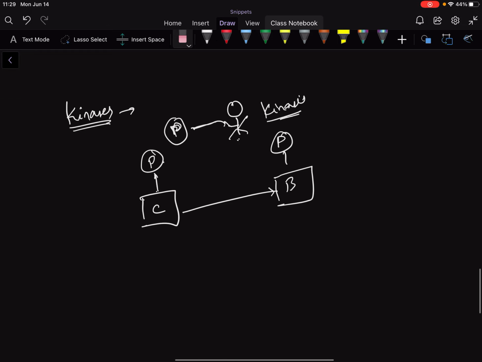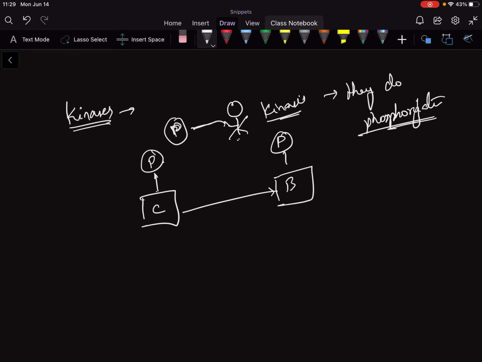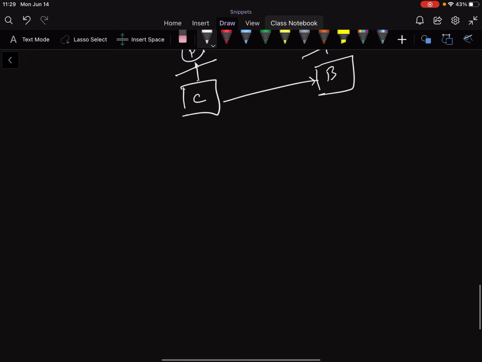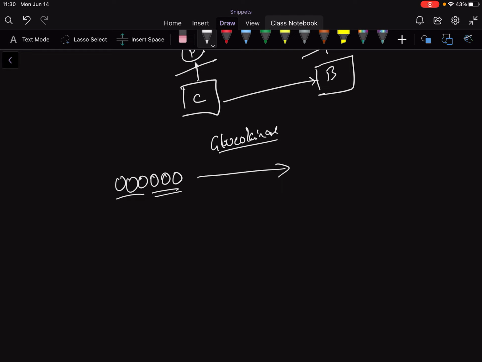Kinases are nothing but, we can simply say that they do phosphorylations. So what is the function of kinases? They simply cut a phosphate from one substrate and add this phosphate to another substrate. We will take an example here. I already told you glucose is a 6 carbon compound, right? So what is this glucokinase or hexokinase doing? There is ATP.